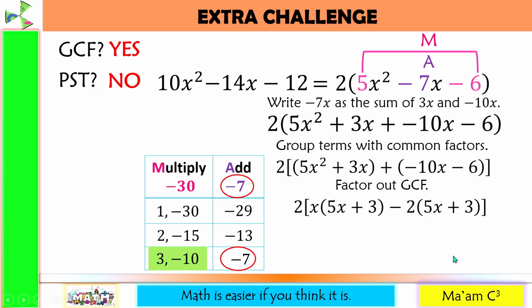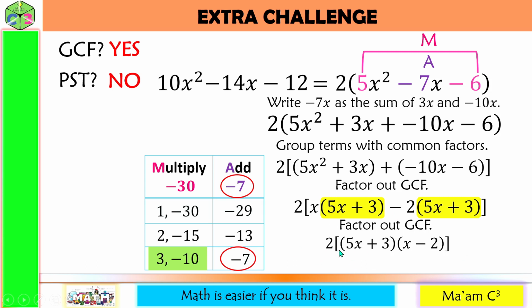Can you see the common factor? There we have it, 5x plus 3. Let us factor it out. So let us write first our GCF earlier and then our GCF now, which is 5x plus 3. What is left here is x, and in here is minus 2. Let us rewrite this, removing this bracket. So this will be 2 times the quantity 5x plus 3 times the quantity x minus 2. This is the complete factored form of 10x squared minus 14x minus 12.